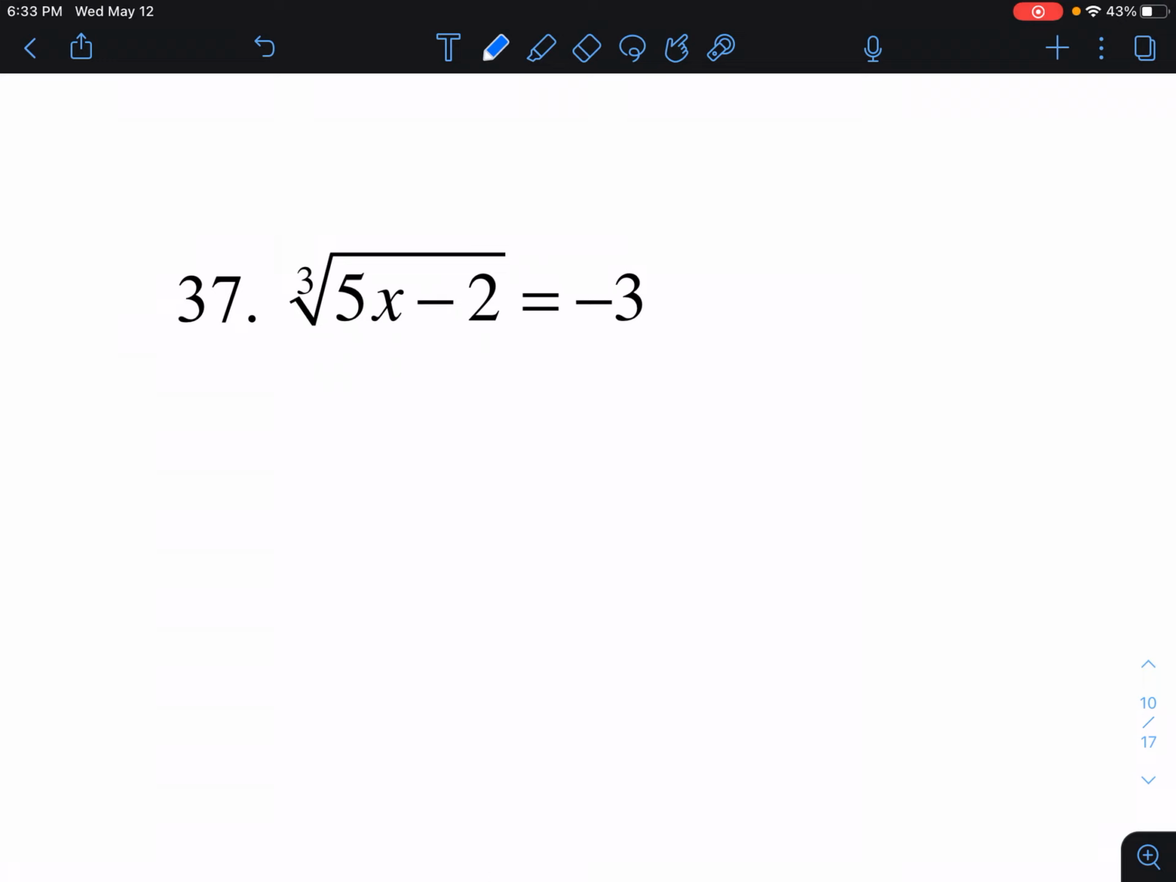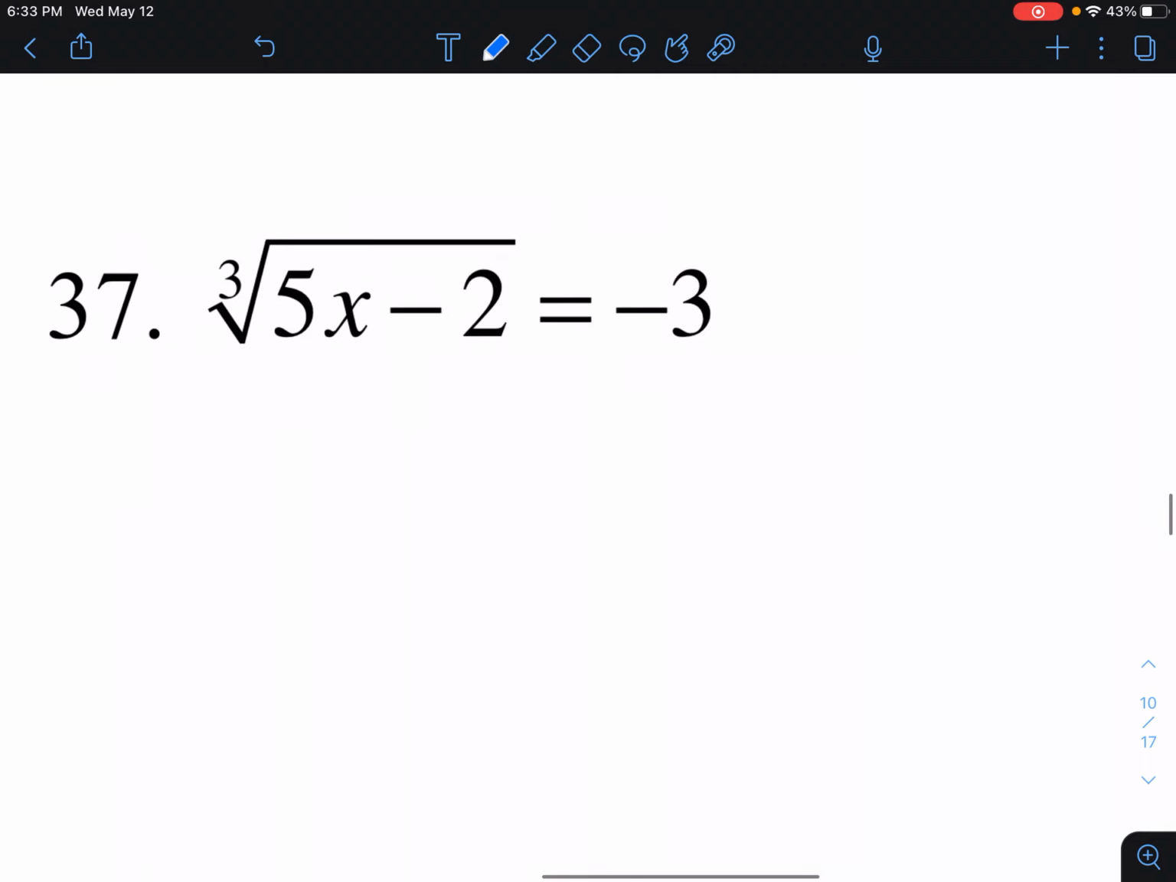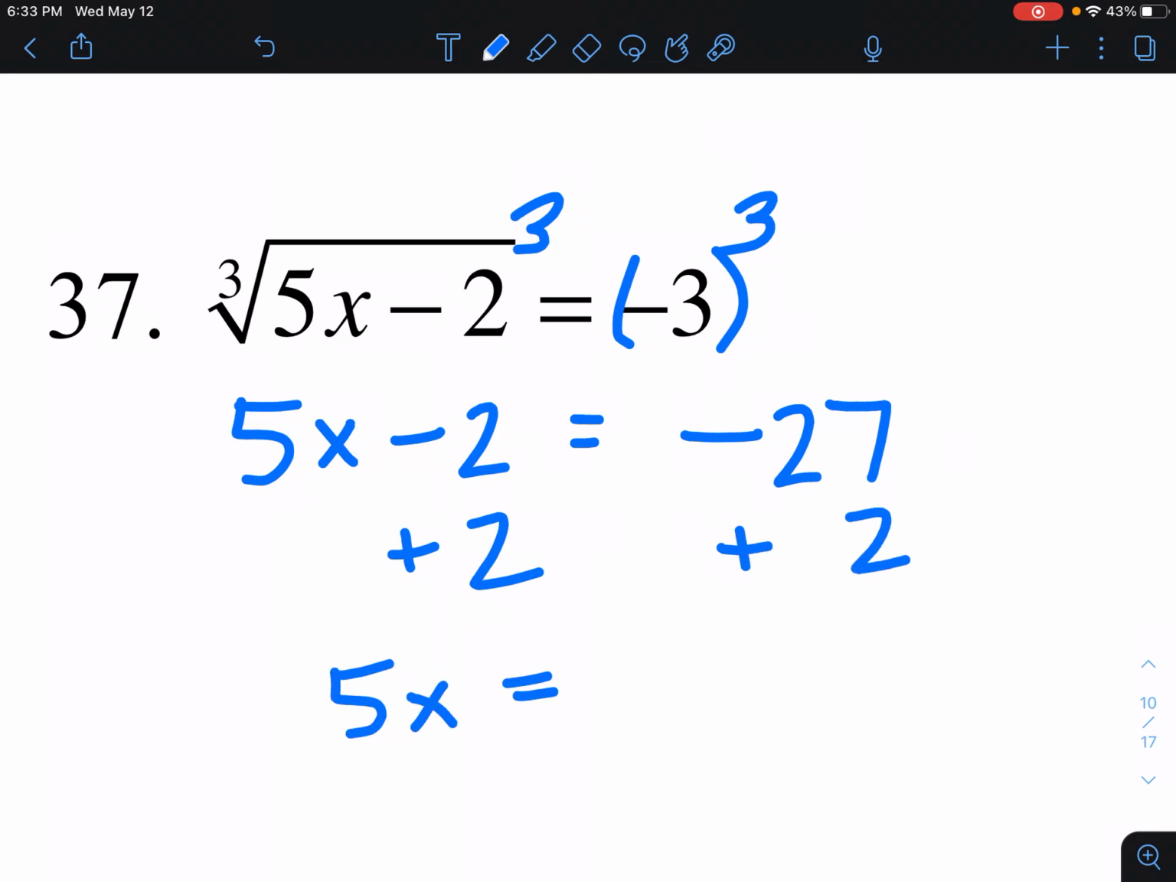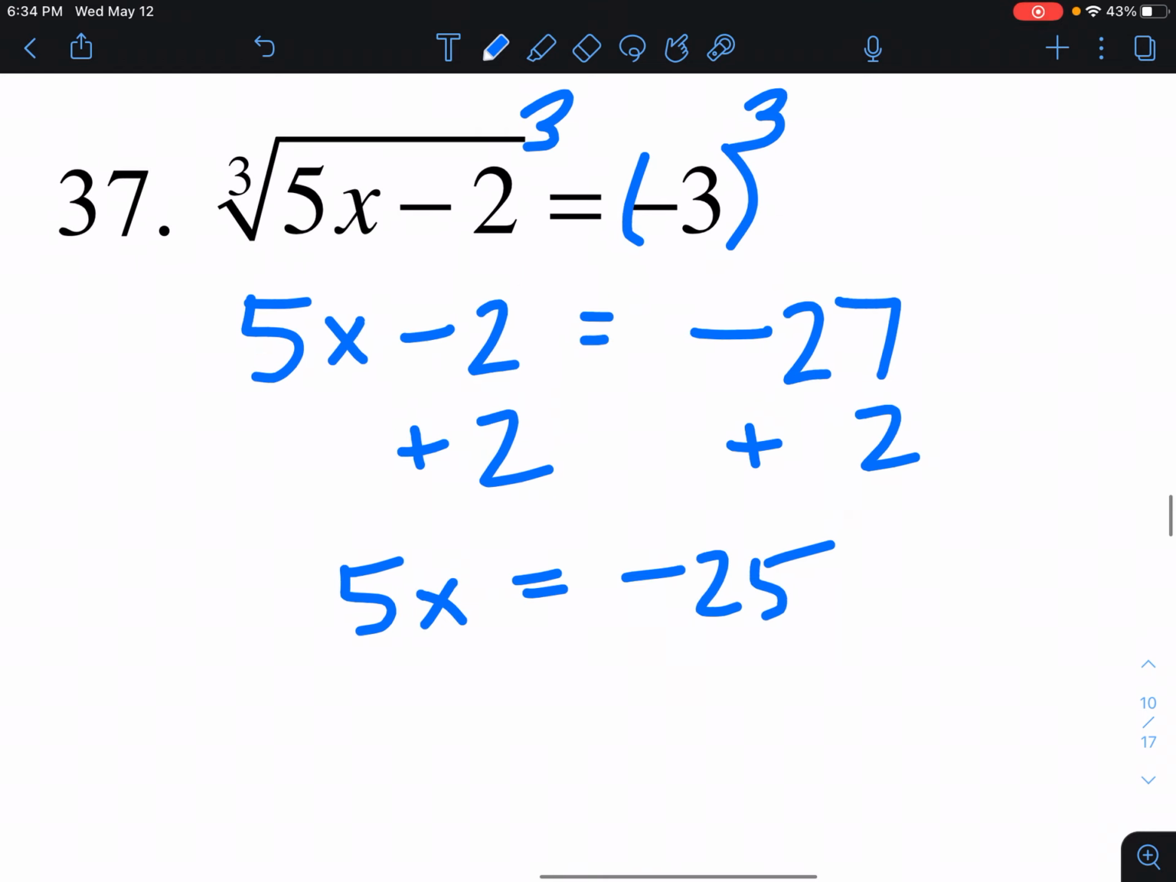37, we have a cube root. We do have the radical by itself on the left, so we can go right to raising both sides to the power of 3. So get rid of the radical on the one side. On the other side, negative 3 to the third power is negative 27. And then solve for x. We're going to add 2. And then we're going to divide by 5. And we got negative 5.